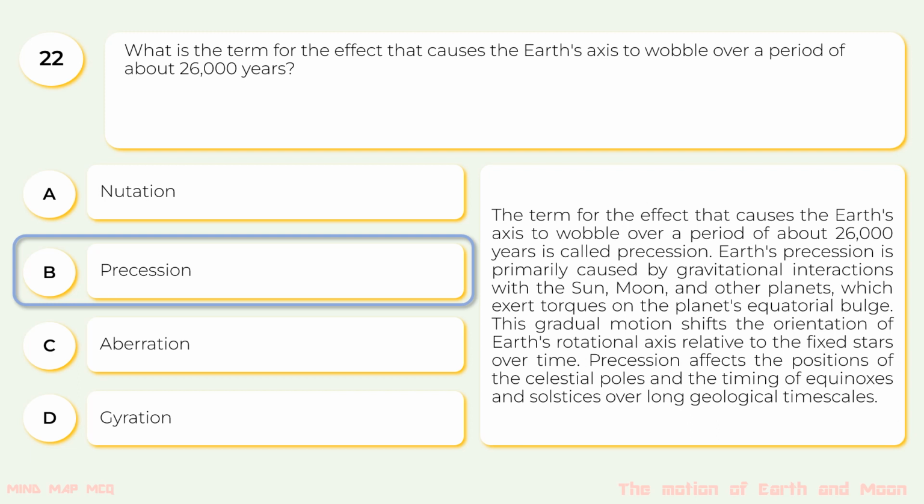is called precession. The Earth's precession is primarily caused by gravitational interactions with the Sun, Moon, and other planets, which exert torques on the planet's equatorial bulge. This gradual motion shifts the orientation of the Earth's rotational axis relative to the fixed stars over time. Precession affects the positions of the celestial poles and the timing of equinoxes and solstices over long geological timescales.